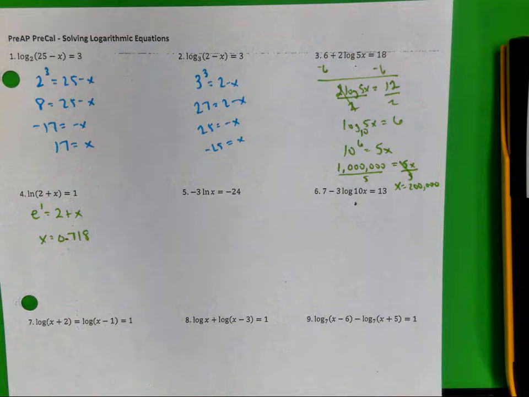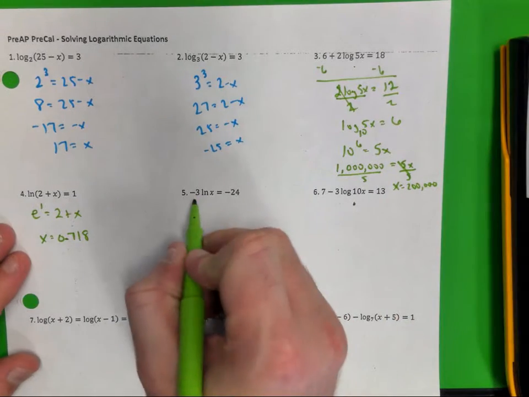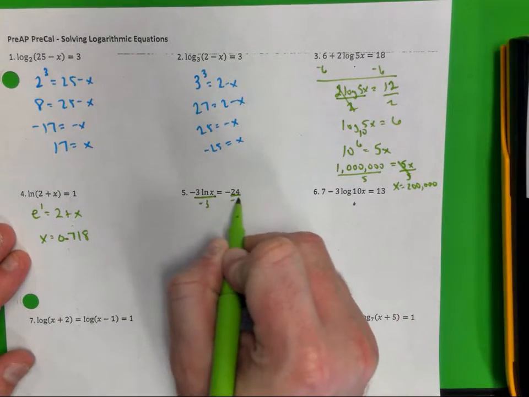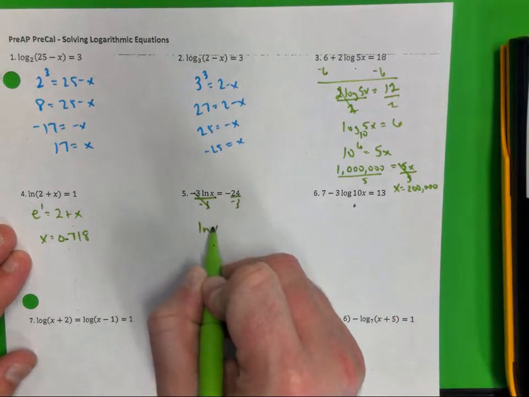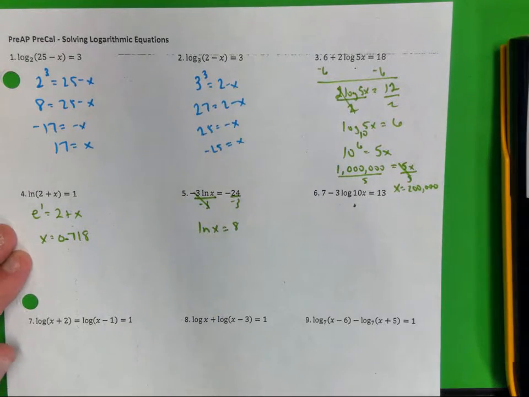Number 5, I mean. Is your log part completely by itself at the moment? No, so what do you need to divide both sides by? That's what I would do first. You want to get your log part by itself. So natural log of x equals 8.